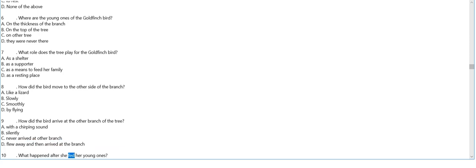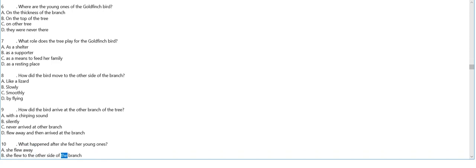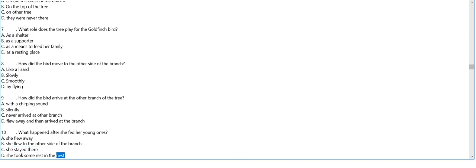What happened after she fed her young ones? A. She flew away. B. She flew to the other side of the branch. C. She stayed there. D. She took some rest in the nest.